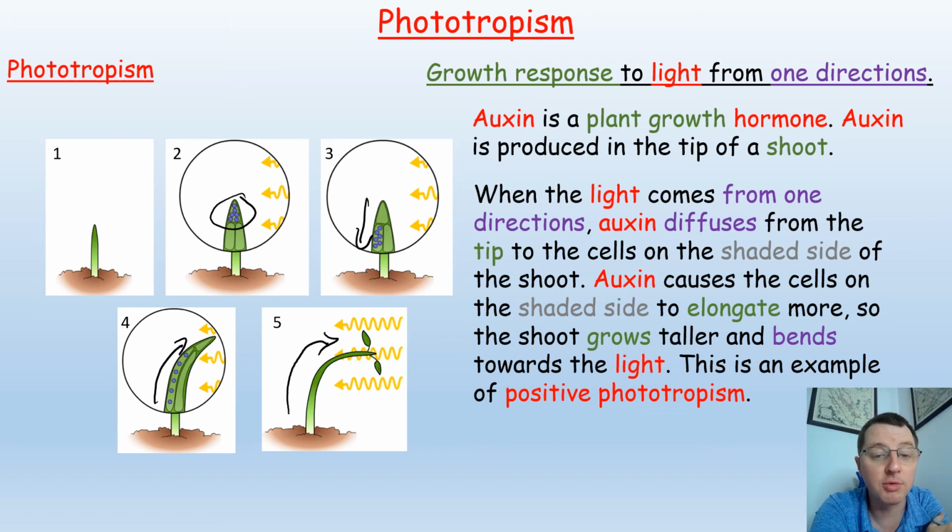The shoot's going to be able to receive more light to its leaves. It's going to be able to carry out more photosynthesis. It's going to be able to produce more glucose that it can use to build proteins, to grow, use that glucose in respiration and release energy. So it's a great advantage to a shoot to be able to bend towards the light and show a positive phototropism.